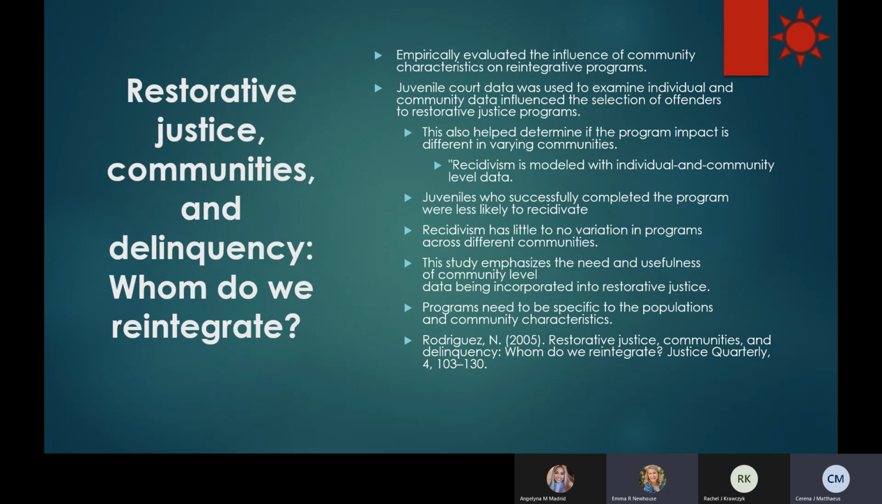The quote I have is recidivism is modeled with individual and community level data. Within the study, juveniles who successfully completed the program were less likely to recidivate based on the data collected. Additionally, recidivism has little to no variation in programs across different communities, so that hypothesis was supported. This study also emphasized the need and usefulness of community-level data being incorporated into restorative justice. The program needed to be specific to the populations and community characteristics.